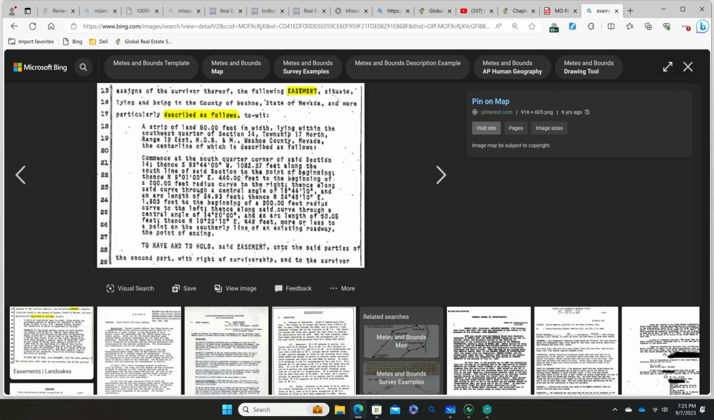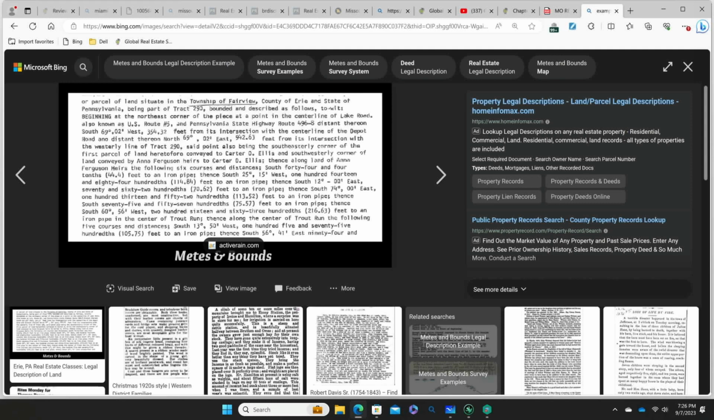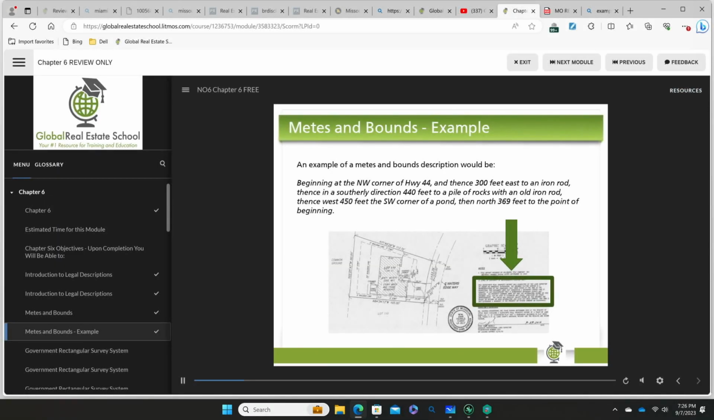A strip of land 50 feet in width lying within the southwest quarter of section 14, township 17 North, Range 19 East. Now, that's the government rectangular survey system that we're going to talk about next. And it tells the county, and then it says, which is described as follows. It commenced at the south corner of said section 14, thence south 89 degrees, 44 feet west, and it's going to come all the way back to the point of ending, but it's the point of beginning. I know that's hard for you to see, but that's an example of a metes and bounds legal description.